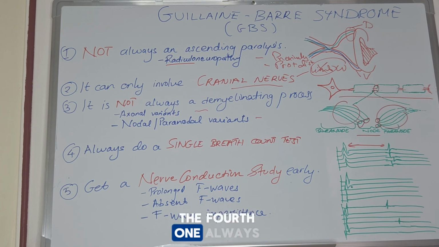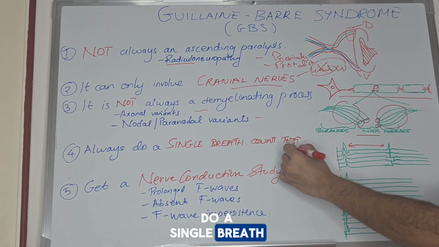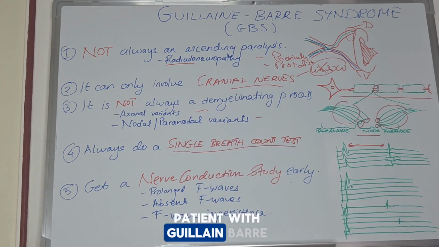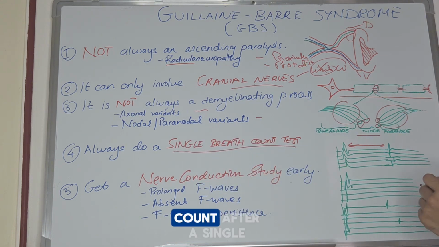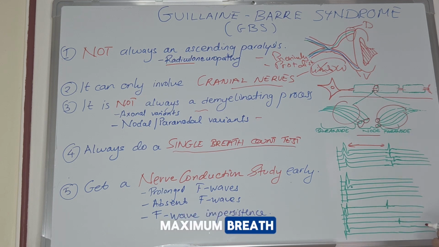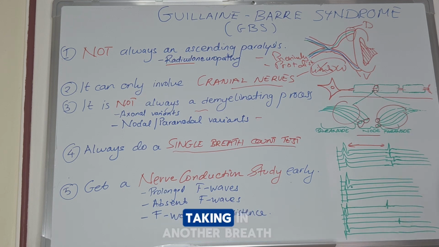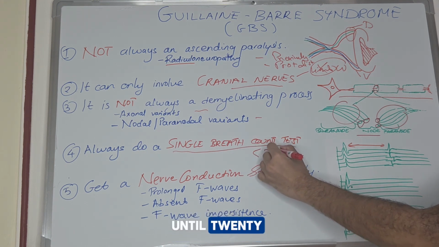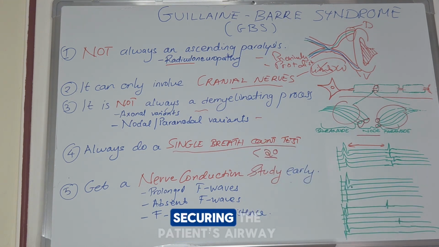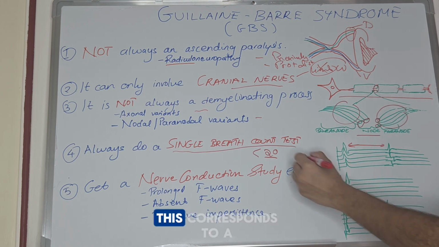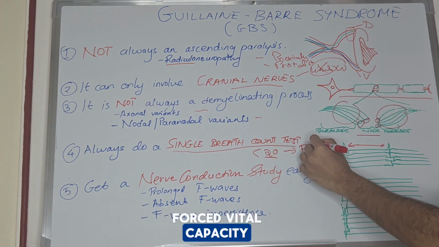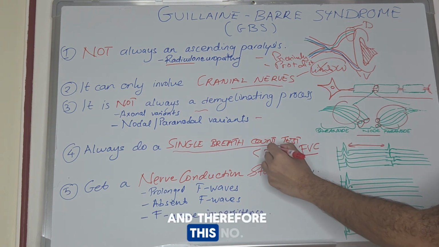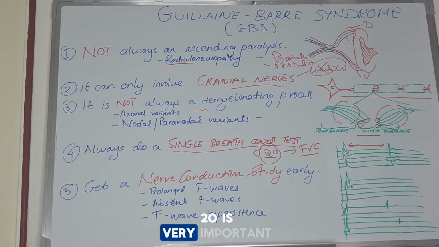The fourth one, always do a single breath count test on your patient with Guillain-Barré syndrome. And how do you do it? Ask your patient to count after a single maximum breath from 1 onwards without taking in another breath. If they can't count until 20, you should think about securing the patient's airway. This corresponds to a forced vital capacity, and therefore this number 20 is very important.